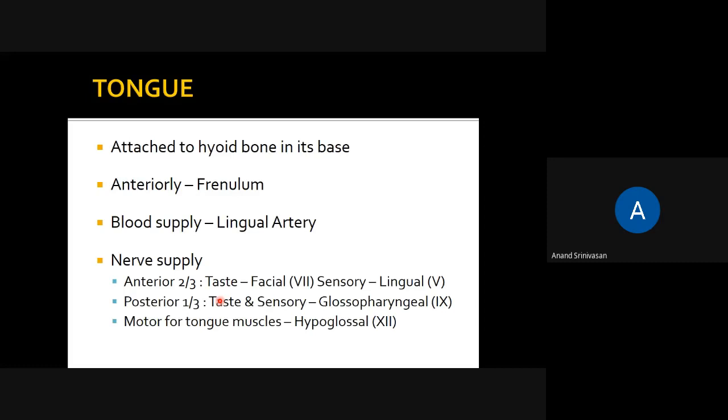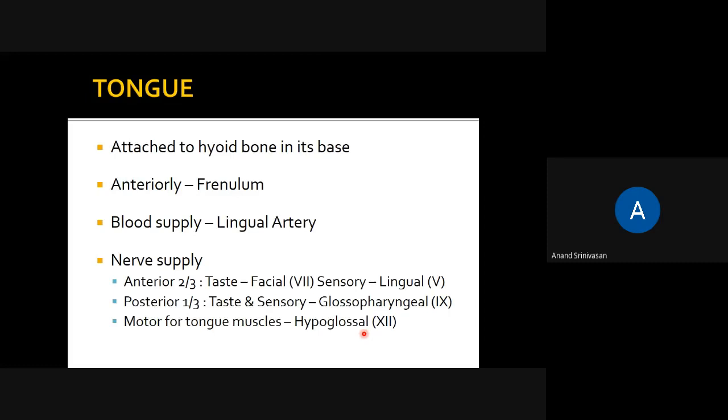The movement of the tongue is by means of a special nerve, which is the hypoglossal nerve, or the 12th cranial nerve. So the motor for the tongue muscles is the hypoglossal, or the 12th cranial nerve. To recap: in the anterior two-thirds, taste is by the facial nerve, whereas general sensation is by the lingual, or the fifth cranial nerve. In the posterior one-third, both are by the glossopharyngeal, or the ninth cranial nerve. The motor supply is by the hypoglossal nerve.